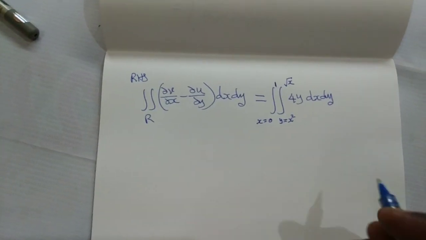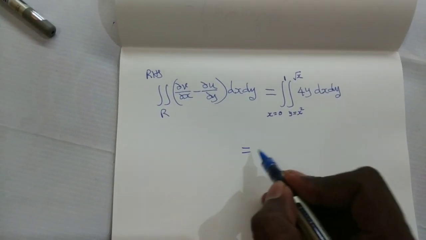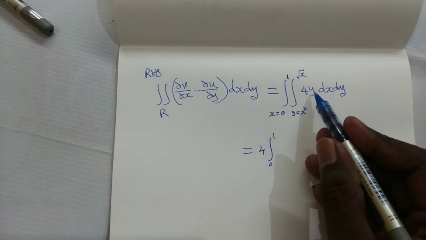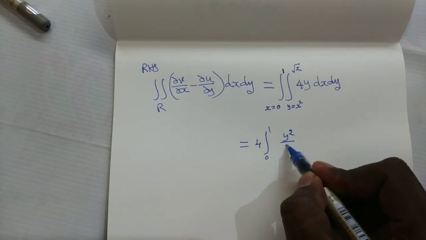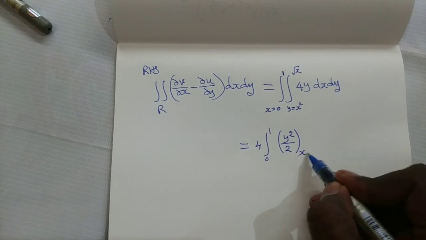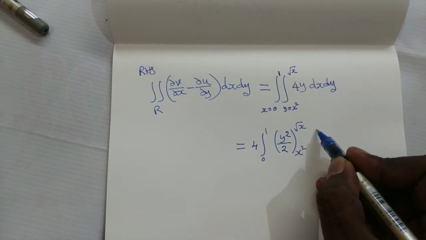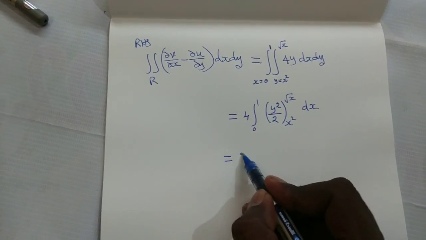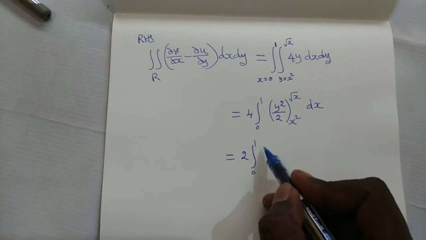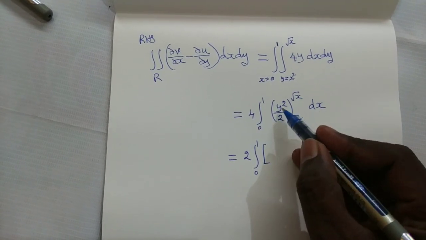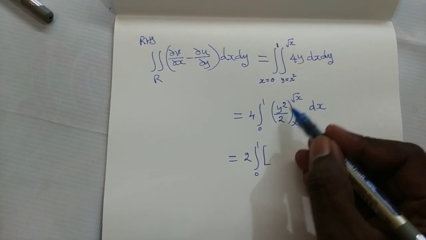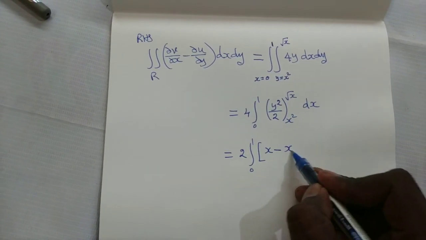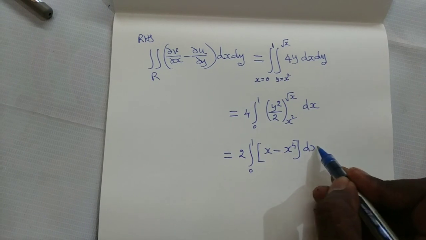Now first I am going to integrate with respect to y. Take 4 outside, 0 to 1, integrating with respect to y. So y square by 2, the limit for y is x square to root x, and the remaining integral with respect to x. So cancel this 2. So 2 into integral 0 to 1, substituting the upper limit, y is root x. Root x square is x, minus substituting the lower limit, x power 4, into dx.